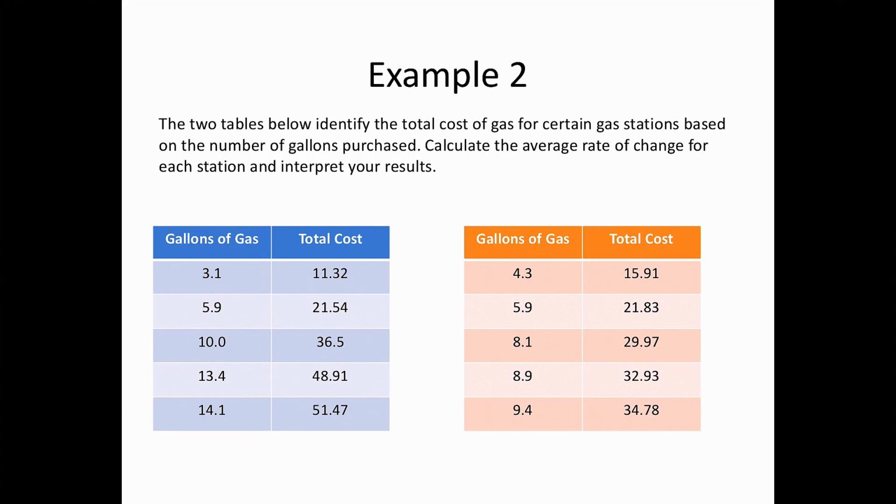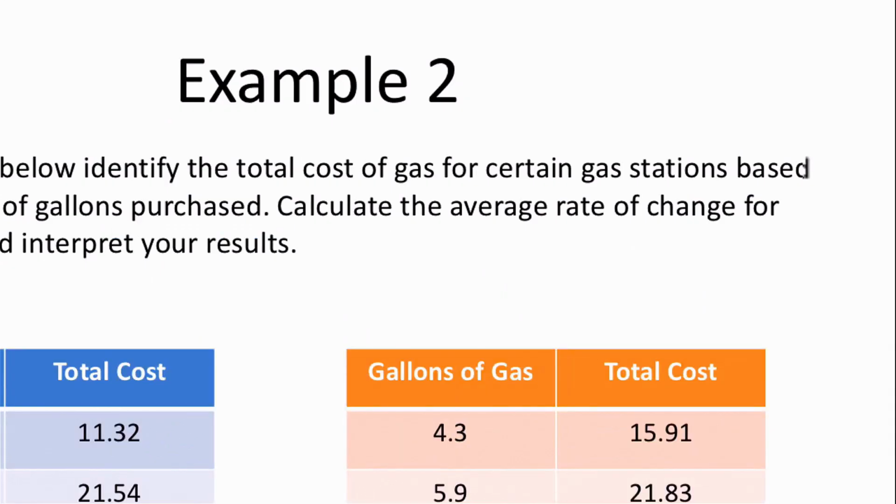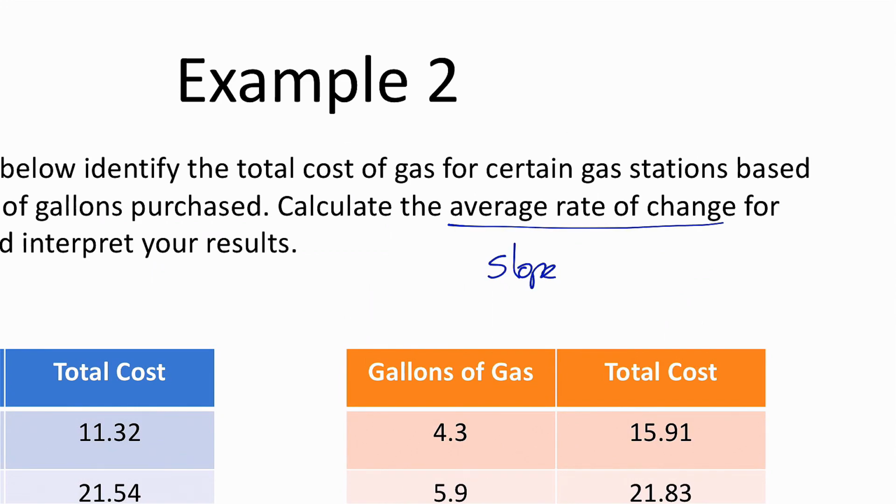For example 2, we're given two tables below, looking at the total cost of gas at certain gas stations based on the number of gallons purchased. We're asked to calculate the average rate of change at each station and interpret the results. So this is not going to be all the same day, all the same price, so it's going to kind of vary. Now, average rate of change, when we're talking about that, we're going to talk about the slope between the first and last points.